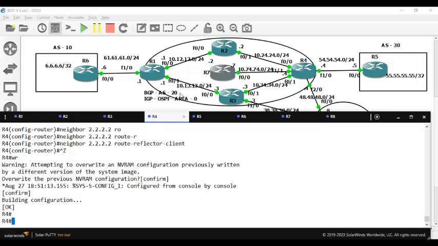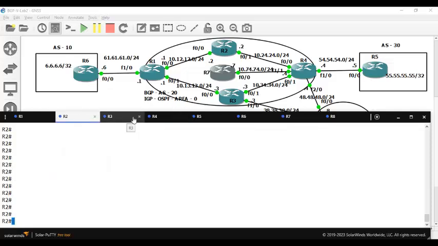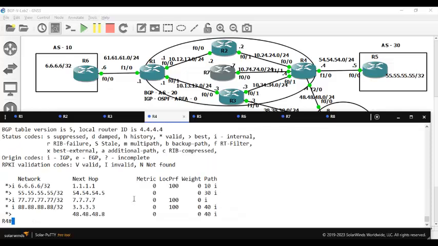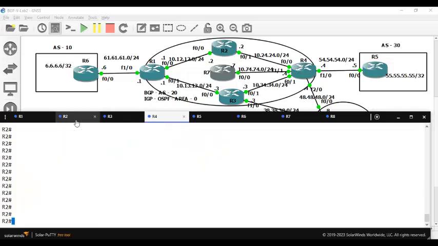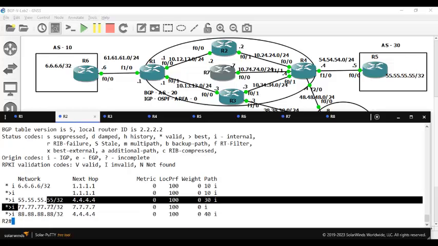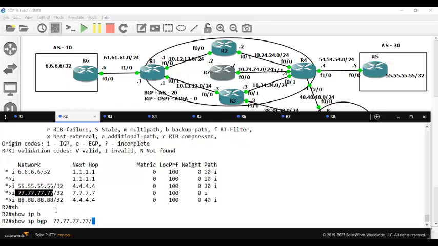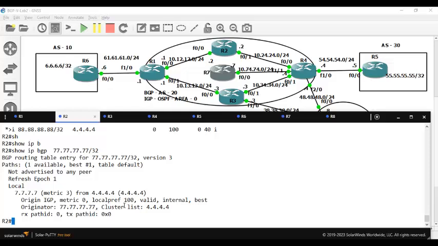Now whatever router 7 advertises, show IP BGP. Router 7 is advertising this. Router 7 and 4 are what relationship? IBGP. Normally it won't be sent to router 2. But now if you go and check in router 2, show IP BGP, you can see 77. How? Show IP BGP, it shows cluster. Who is the cluster? Router 4. Now, coming to this point number 3.